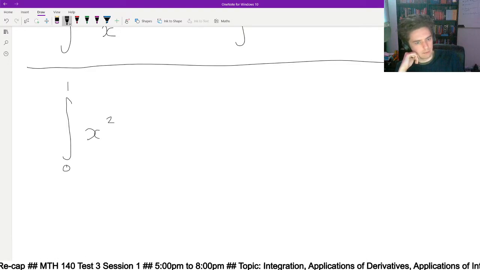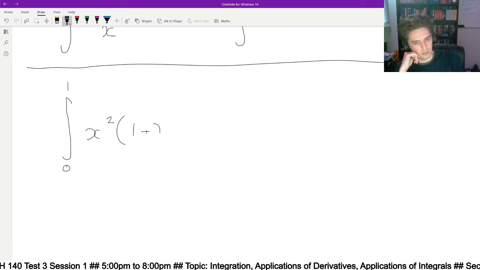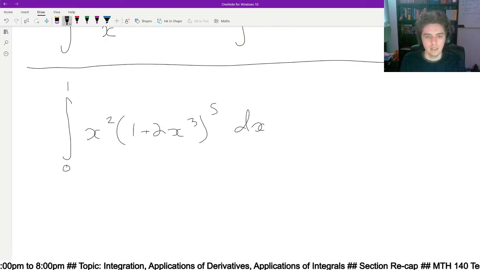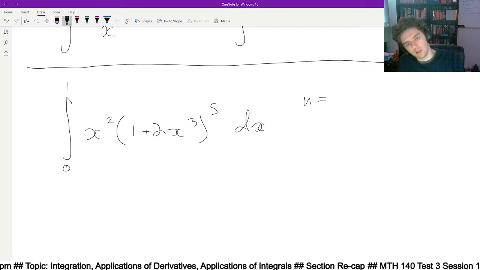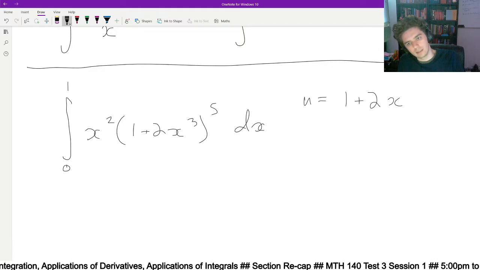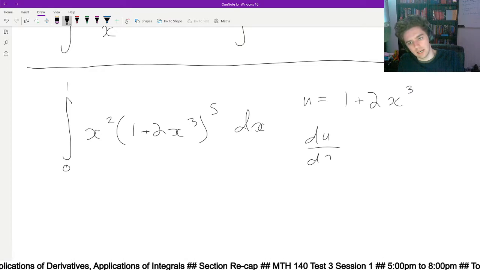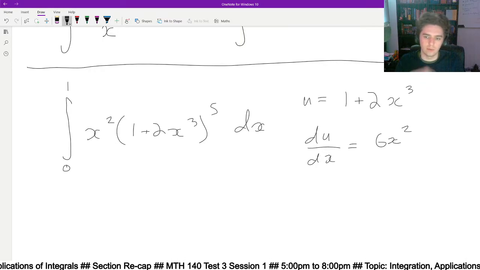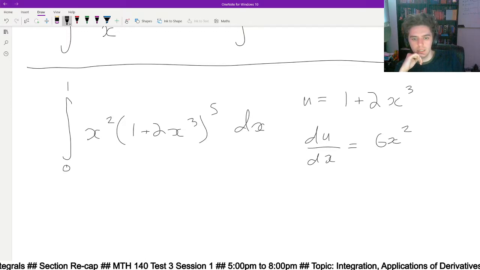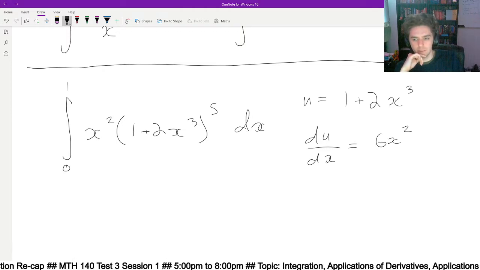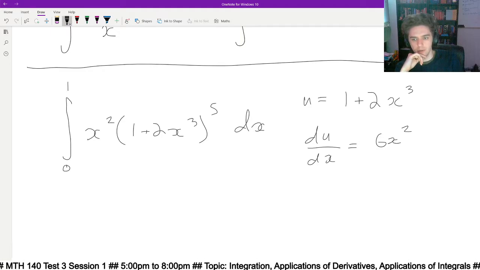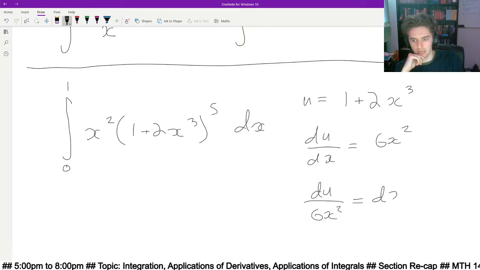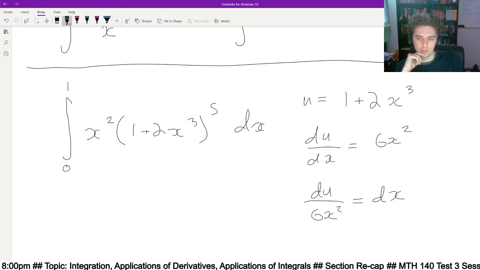So let's say this one, the definite integral of x squared times 1 plus 2x cubed to the power of 5 dx. Okay, so, well, good thing to try is just say, u is our thing inside, so 1 plus 2x cubed. du by dx is 6x squared. Okay, we have an x squared out there, so we can deal with the x squared. I'm gonna flip these around, right? So du over 6x squared equals dx. Right, just doing some algebra.